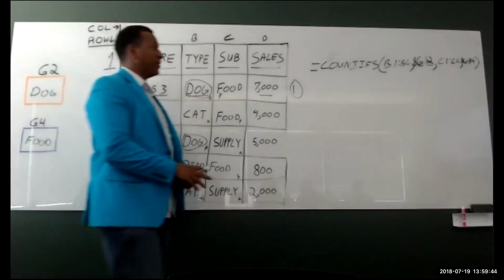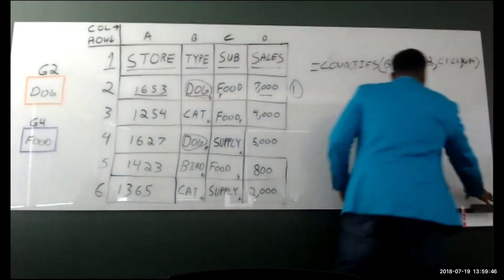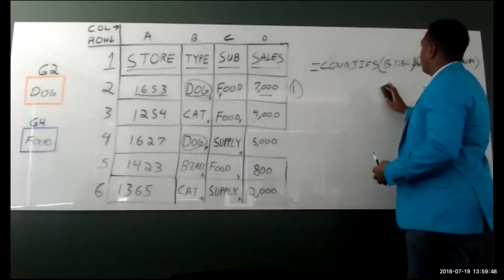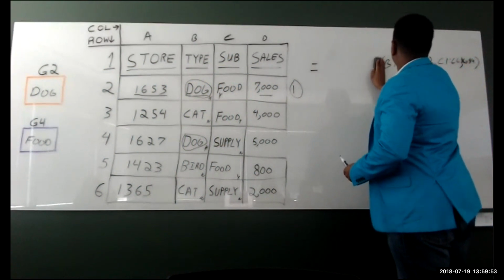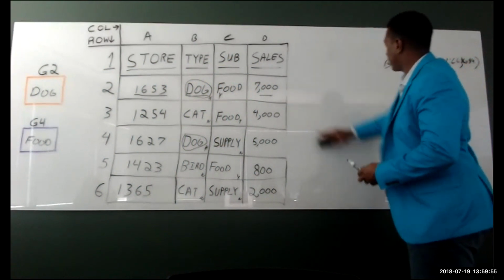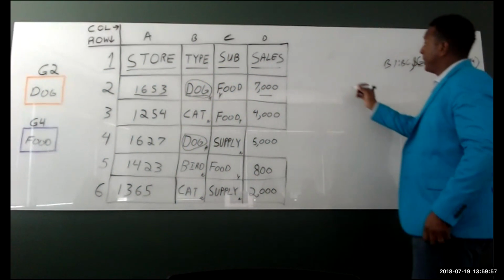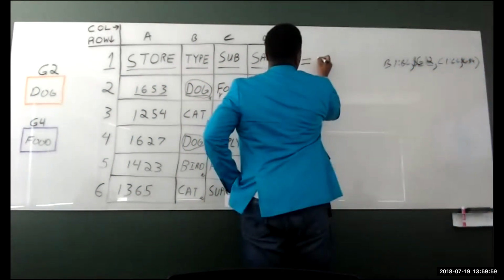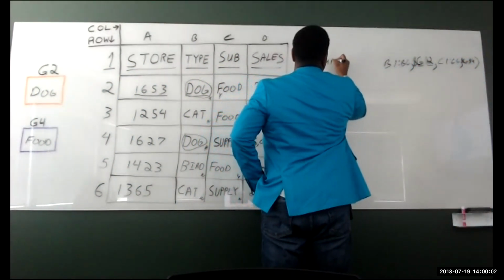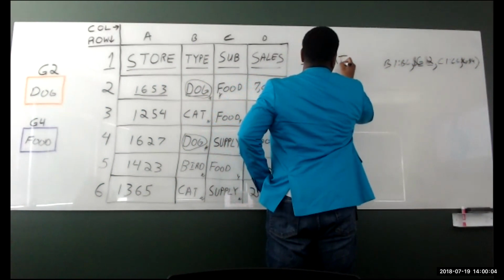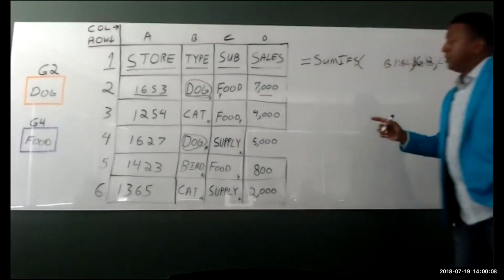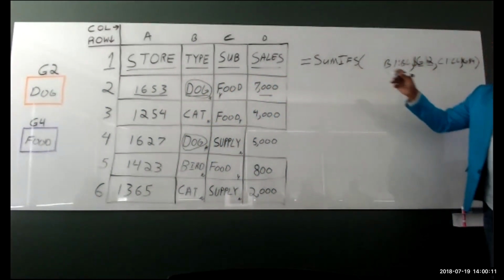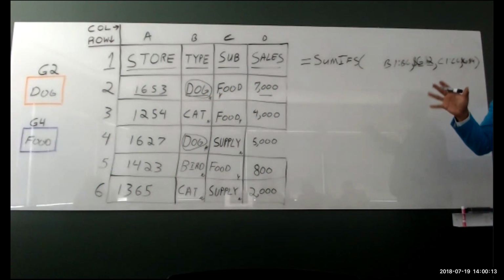Okay? Now, like I said, these formulas are basically repetitive. So I'm going to take the word count out, open this up a bit. And this time, I'm going to use SUMIFS. In a SUMIFS, it flips a little bit versus a SUMIF.